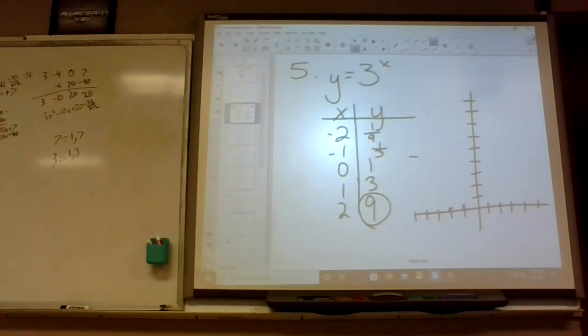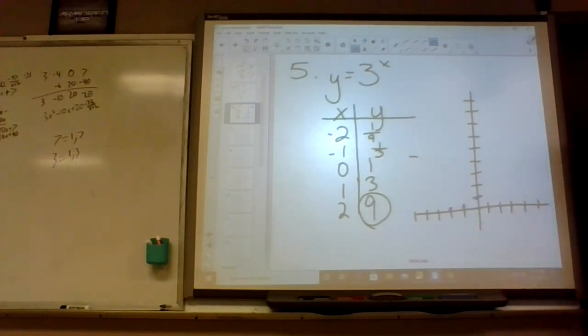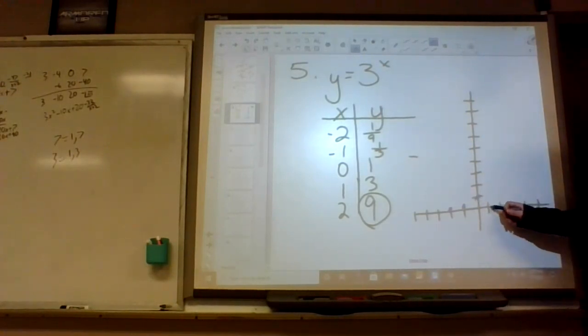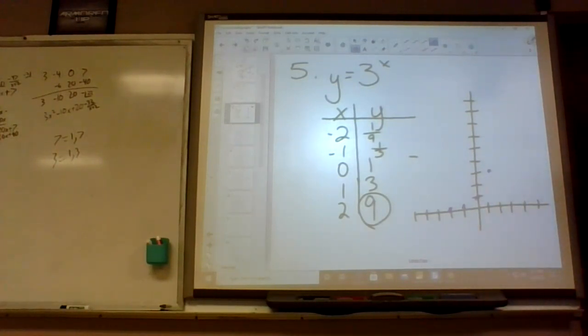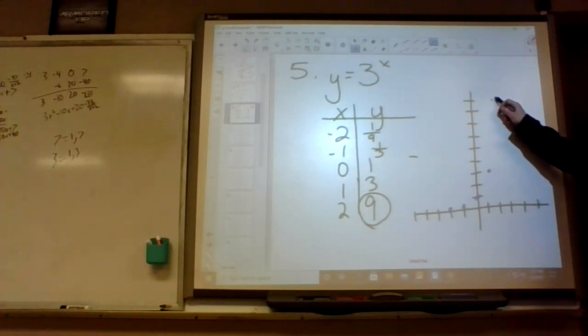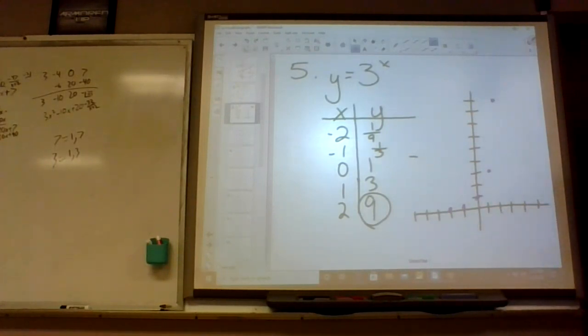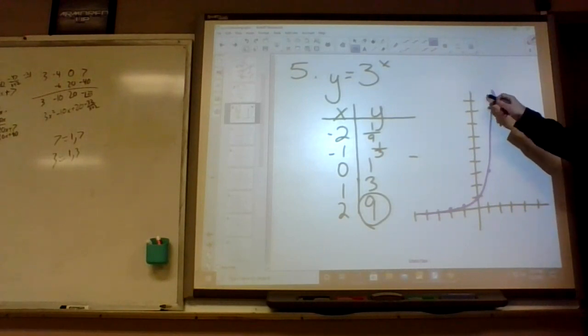Okay, where's 0, 1 at? Up 1. Where's 1, 3 at? Right 1, up 3. Where's 2, 9 at? Right 2, way up there. So it's just starting to explode. This is what they call exponential growth. Like it starts out tiny and then all of a sudden, boom.